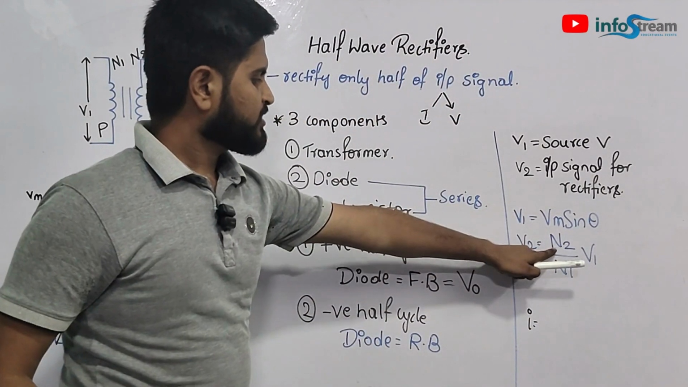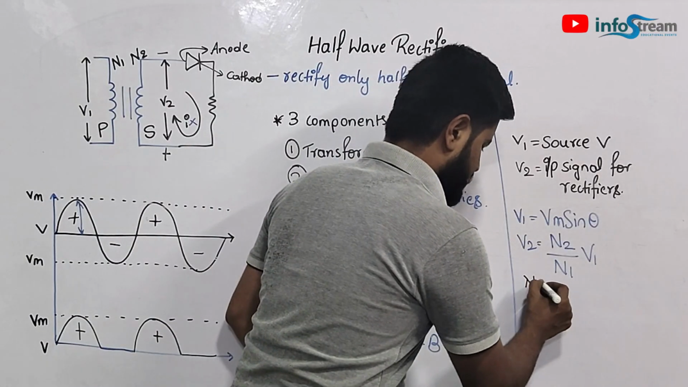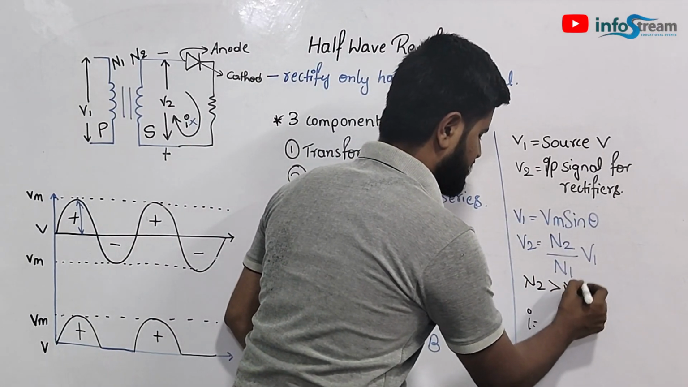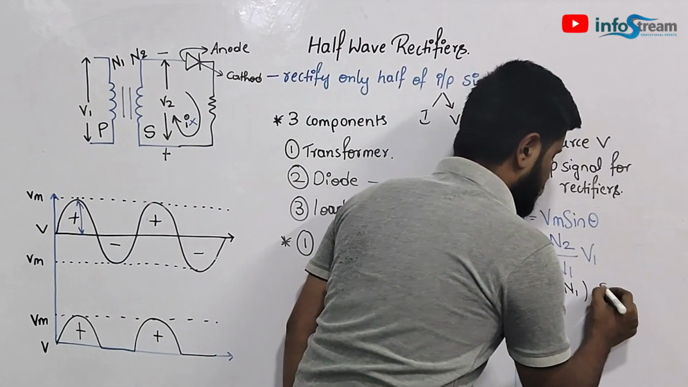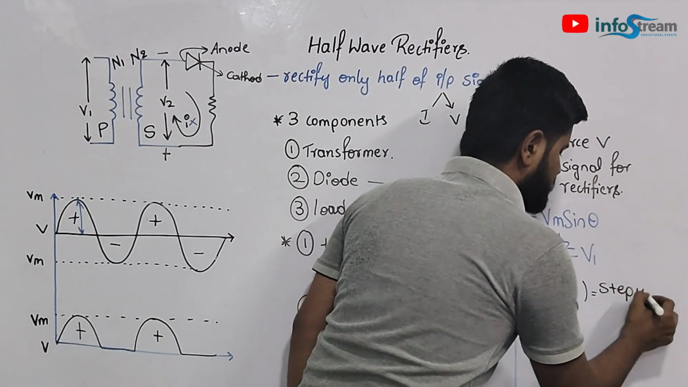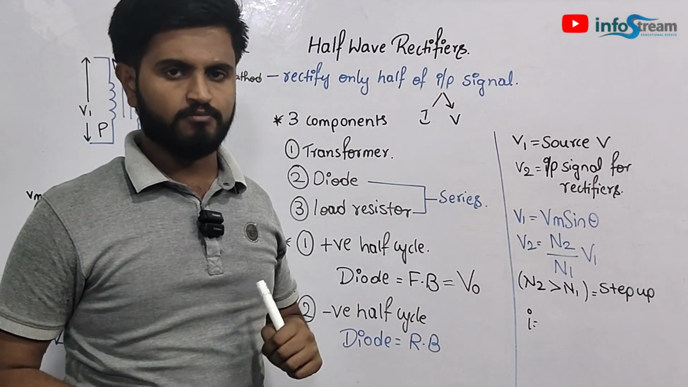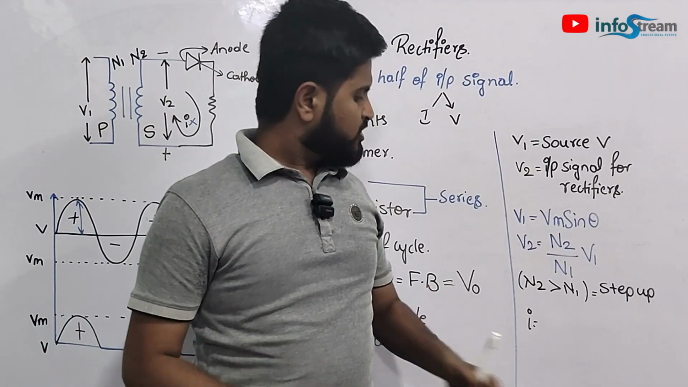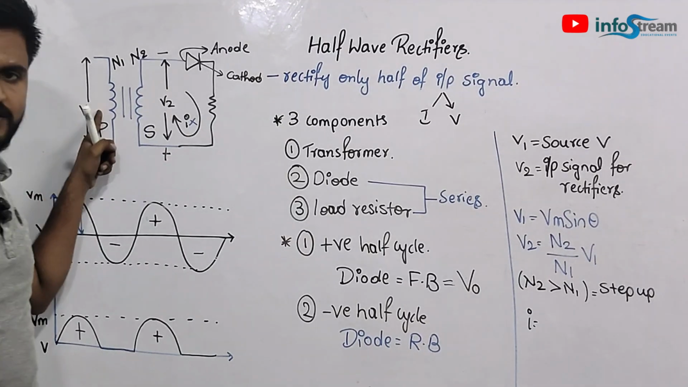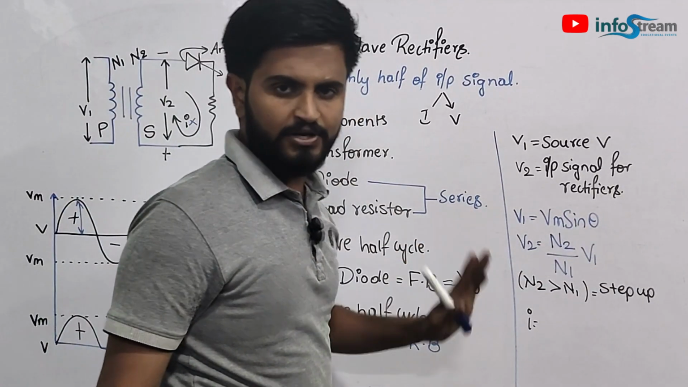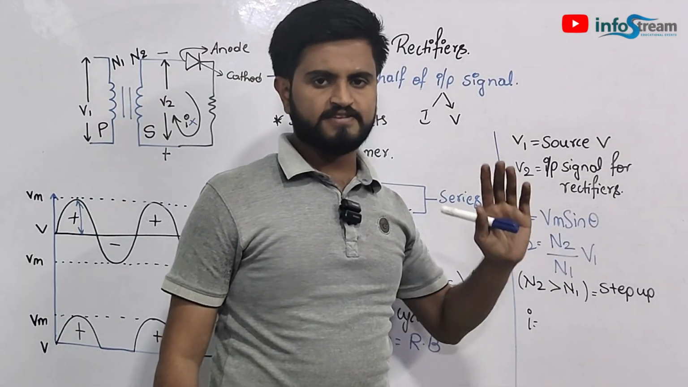Now let's move to the current I. If you see here, I missed this part, N2 and N1. If the N2 value, that is the number of turns in the secondary coil, is more than the number of turns in the primary coil, you will call the transformer a step up transformer. We know that we have two types of transformers, step up and step down. So if the number of turns in the secondary coil is more than the primary coil turns, it is called a step up transformer. If N1 is greater than N2, then it is called a step down transformer.